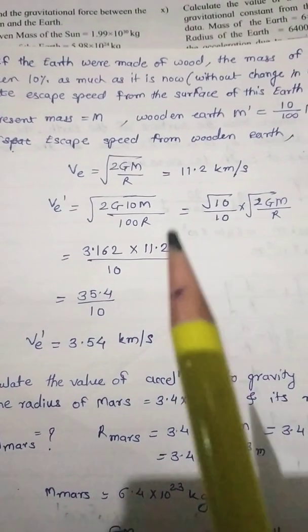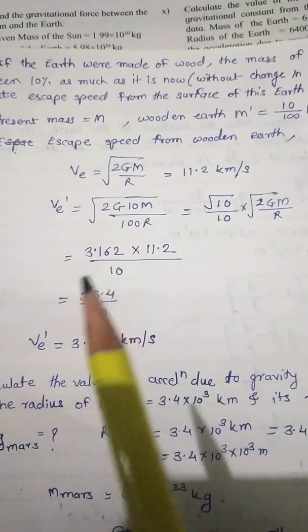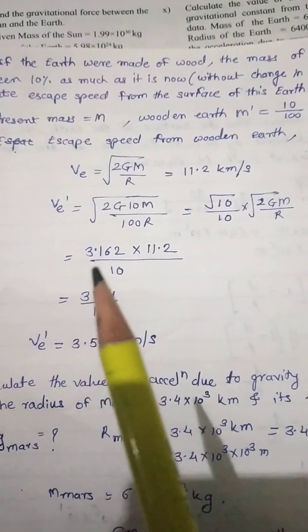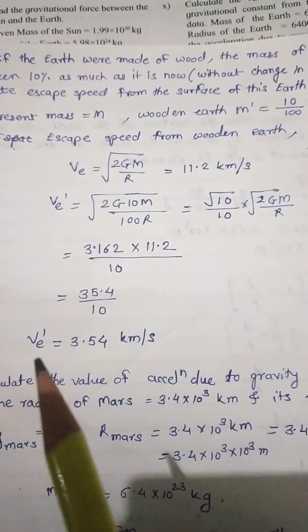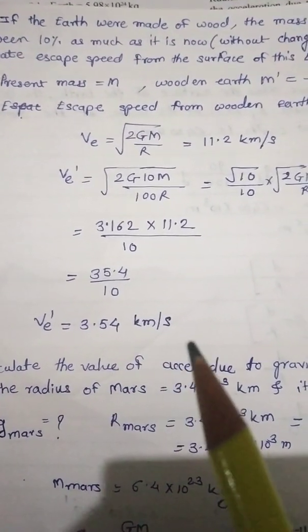So use your log table, or we can do the multiplication here. Anyway, we find out the value of V dash is equal to 3.54 km per second.